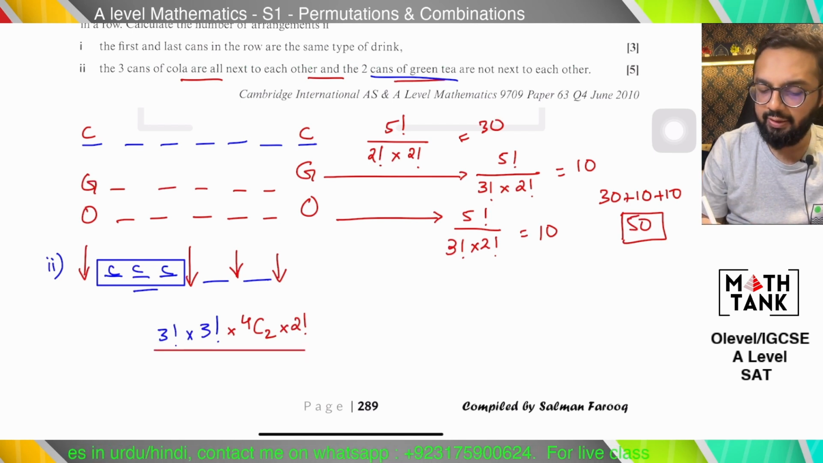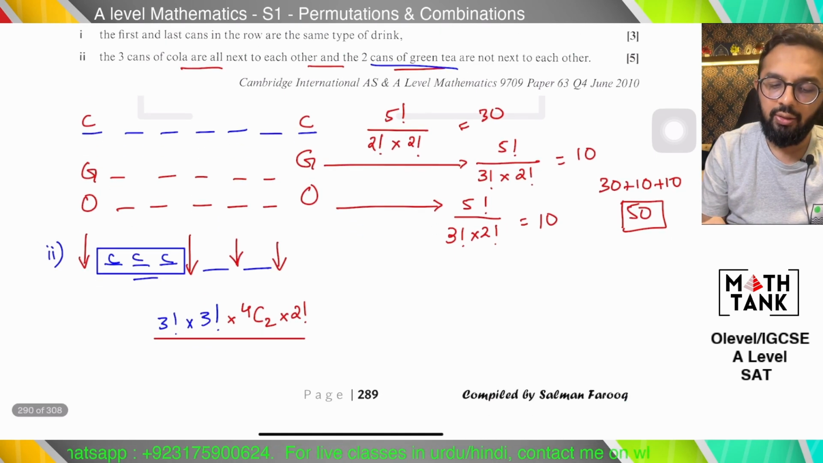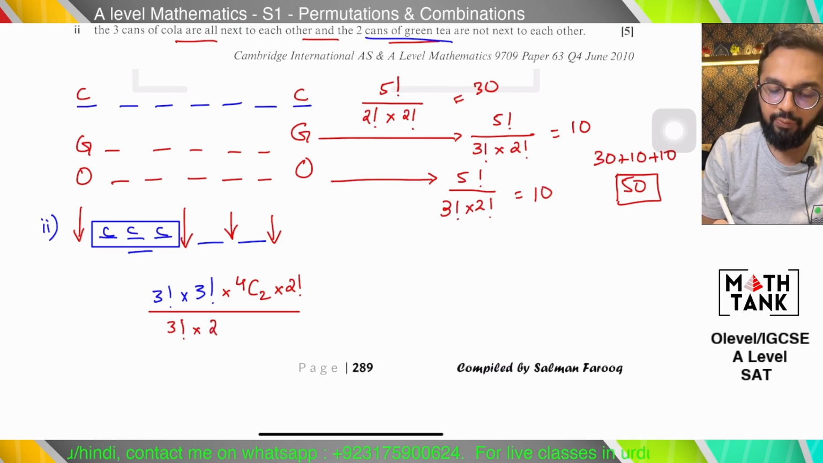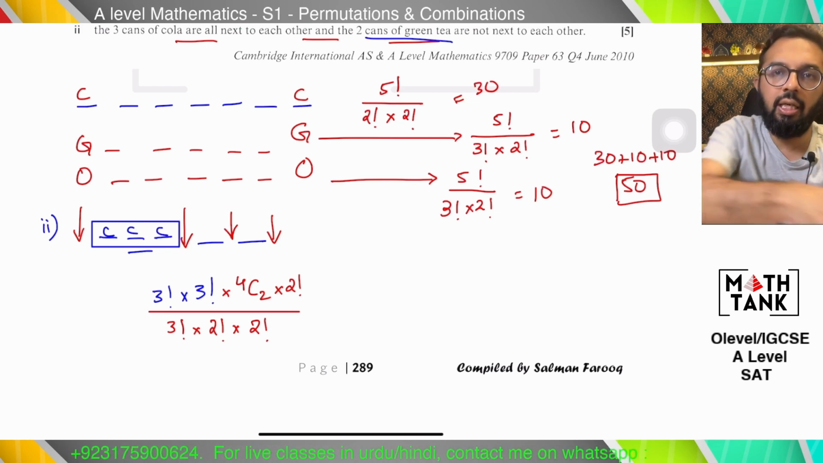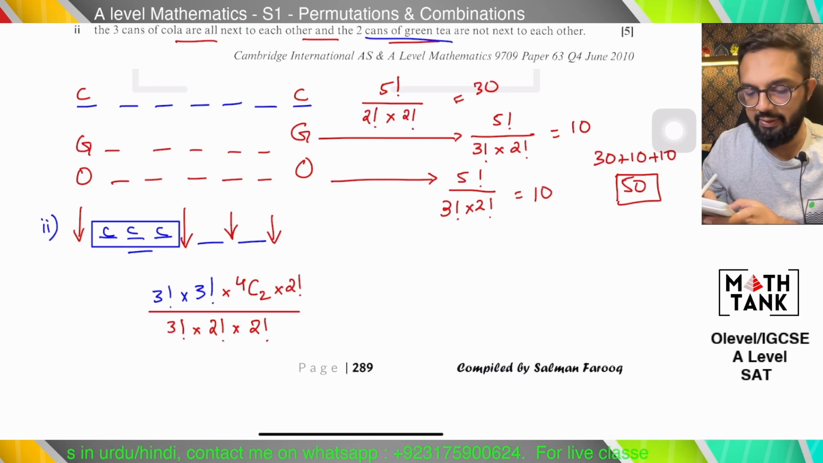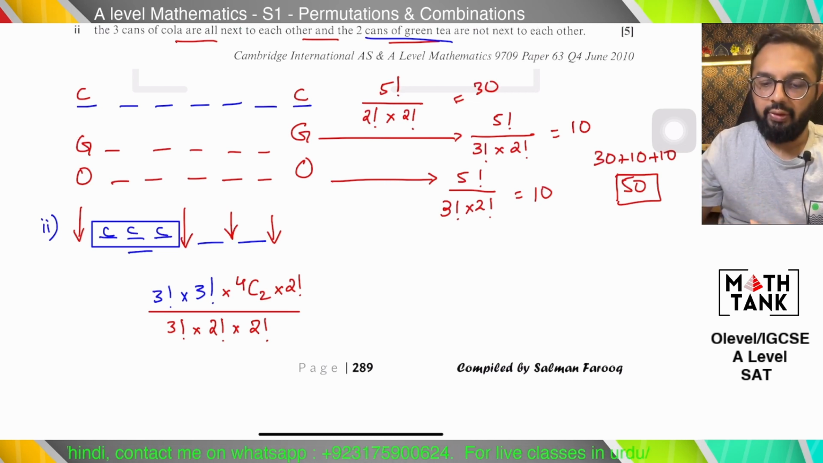I have not considered the fact that these were all identical things. So I'm going to start dividing first by 3 factorial because 3 cans of cola, then by another 2 factorial because 2 orange juice, and then by another 2 factorial because 2 green tea. Okay. So whenever I'm arranging identical things, I need to divide. So I get 18.